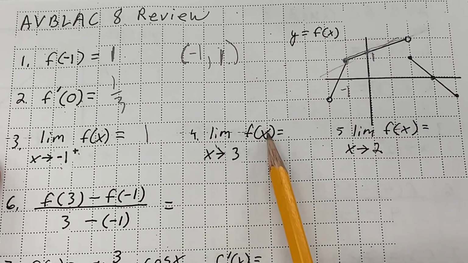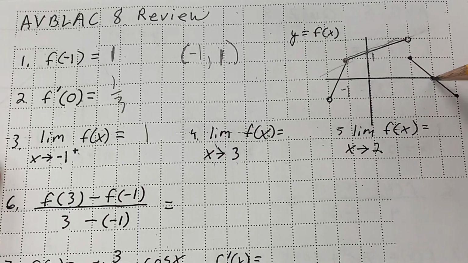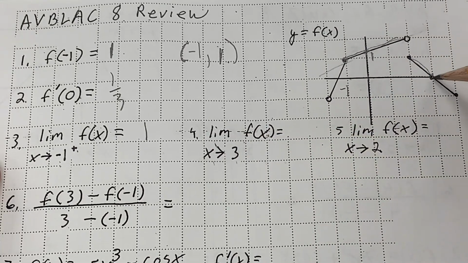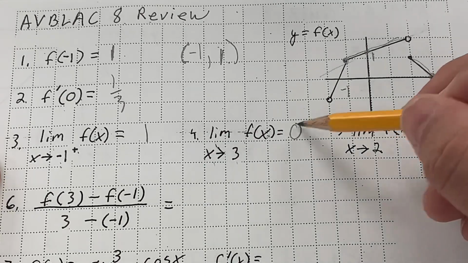Find the limit of f of x as x approaches 3. So x approaches 1, 2, 3. There's no sign there, so that means the left and the right. So it approaches 3 from the left and the right. That's going to approach y value 0.